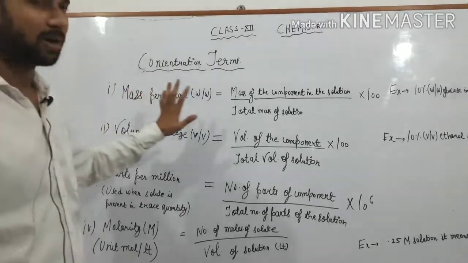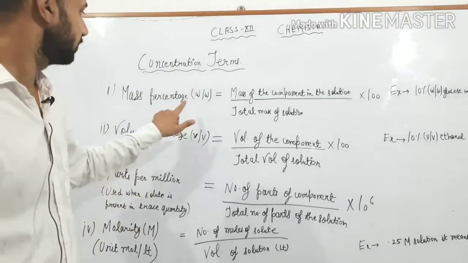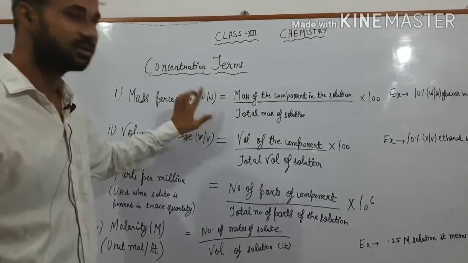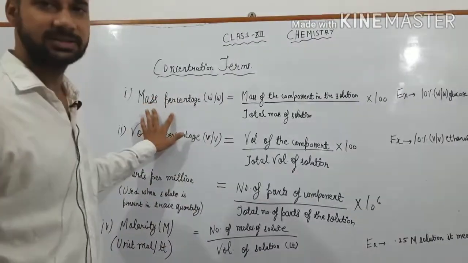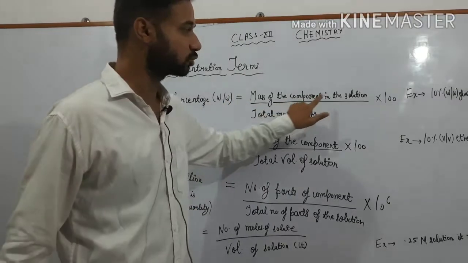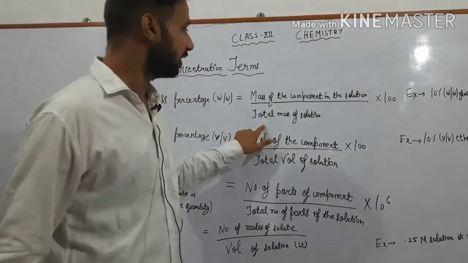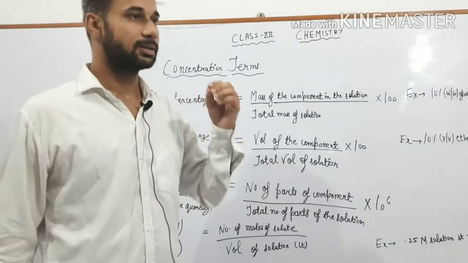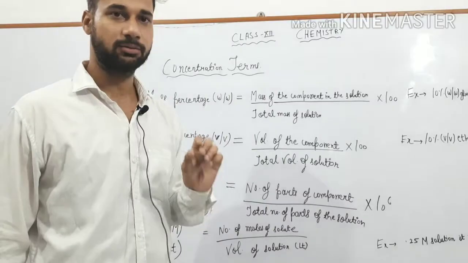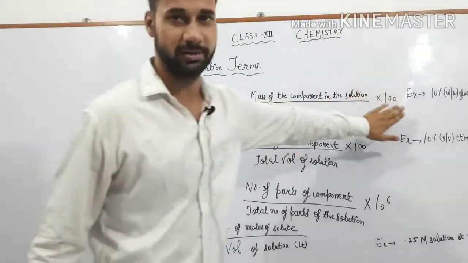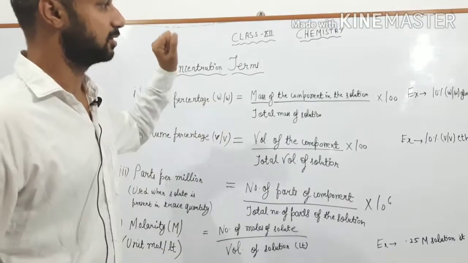What is the formula of mass percentage? How is it denoted? It is denoted by weight by weight. If weight by weight is written, we have to understand that it is mass percentage. The formula is the mass of the component in the solution divided by the total mass of the solution, into 100. This is called mass percentage.